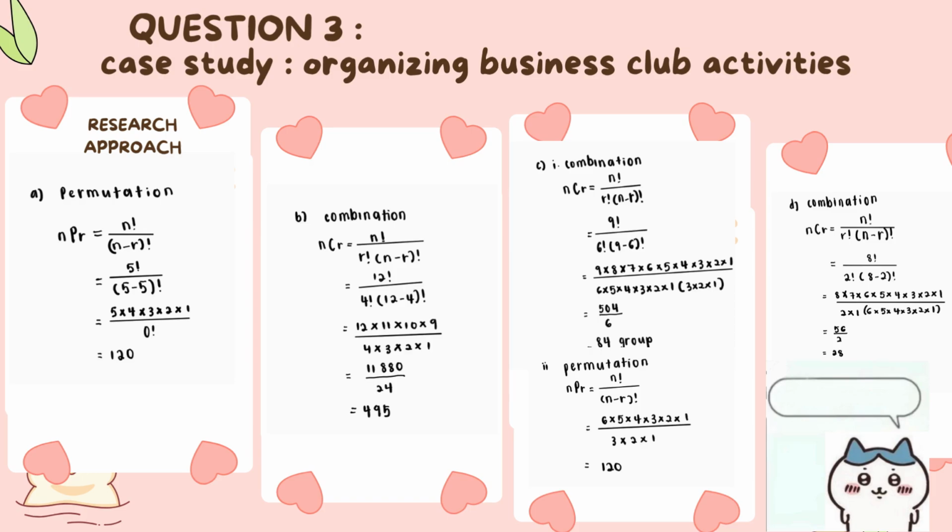For scenario C, the advisor selected 6 members from a club of 9, and then out of the 6, 3 members will present the findings. So we will use two formulas: first combination, and then permutation. Moving on to the last scenario, scenario D. Selected from 8 members, how many unique debate pairs can be met? We can see that it's not in an order, so we will use the combination formula.